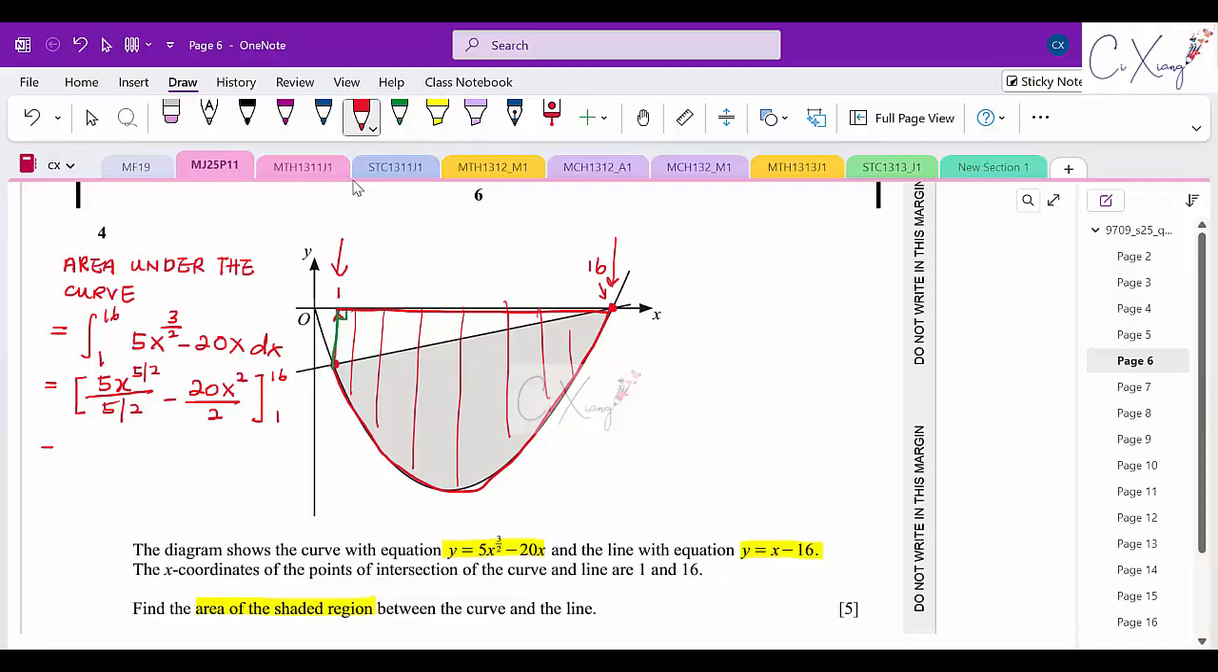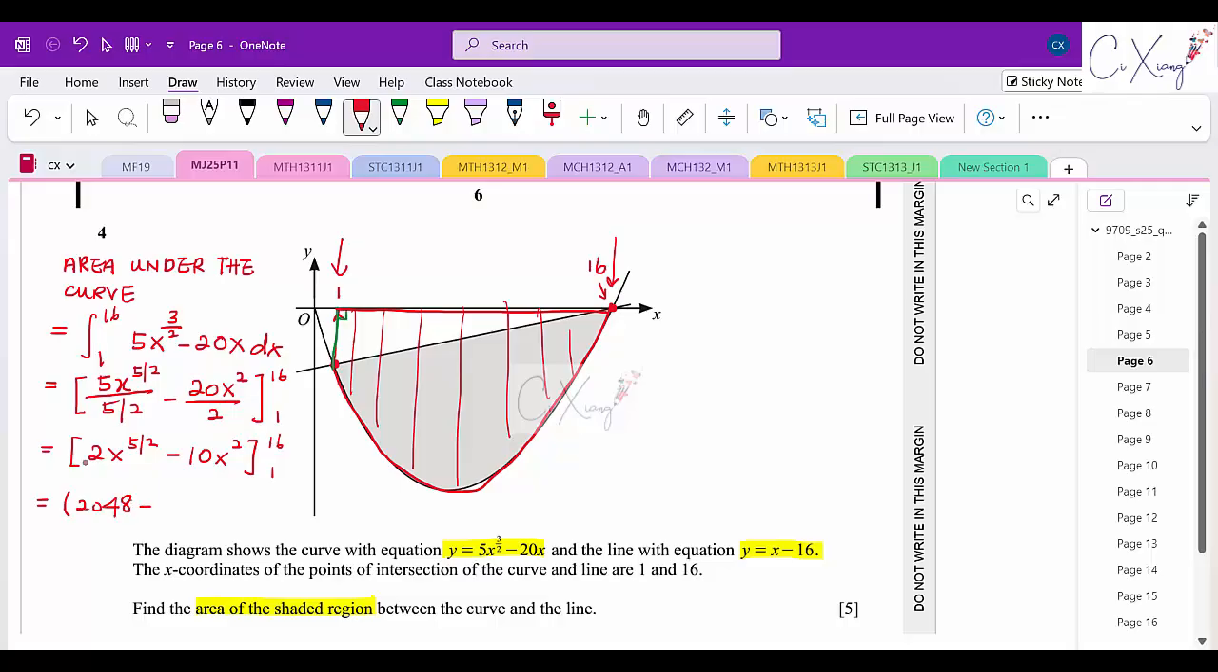For my own habit, I prefer to simplify my expression first before I substitute in any value. I try to simplify this first part. By right, I'll have 2x power 5 over 2. You can see that the expression now looks simpler. For the second term here, I simplify as well, so I have 10x squared, with 16 and 1. Now only I substitute in the value, the limit for 16. Substituting 16 into x here, you'll have 2048.